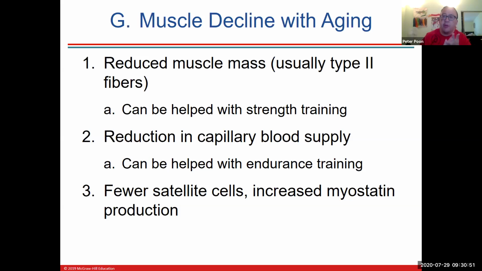Strength training can help with this. Even elderly patients should be strength training, like lifting 5-pound dumbbells if that's all you can do, or 3-pound dumbbells. There is also a reduction in capillary supply, which again can be helped with endurance training.